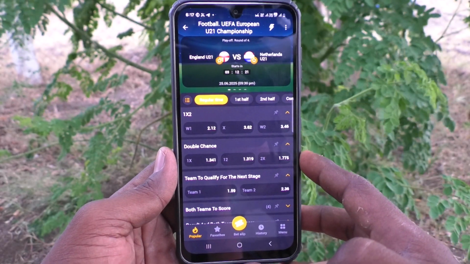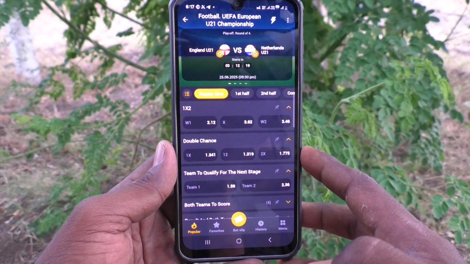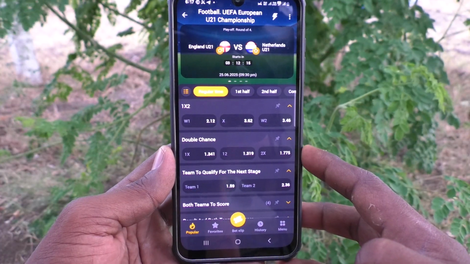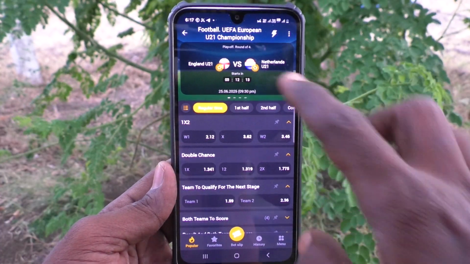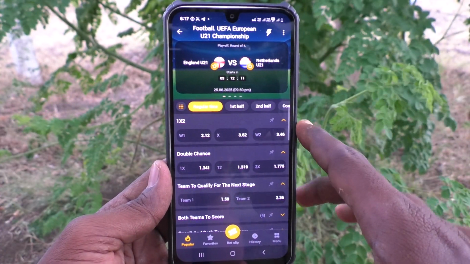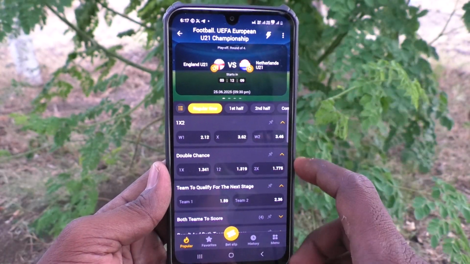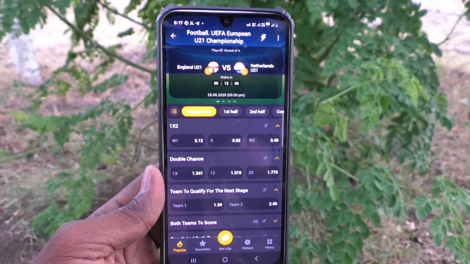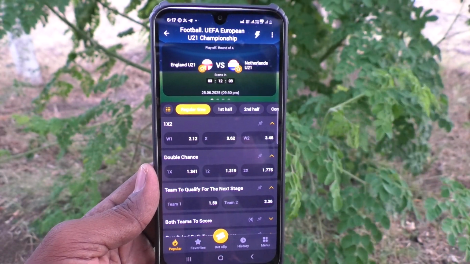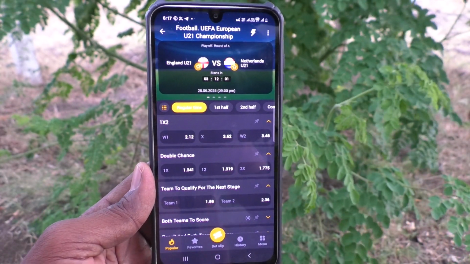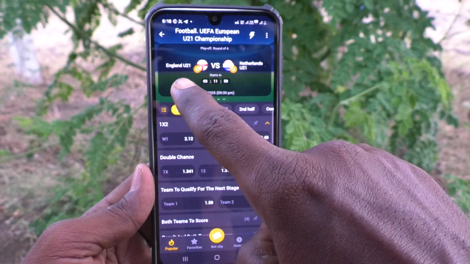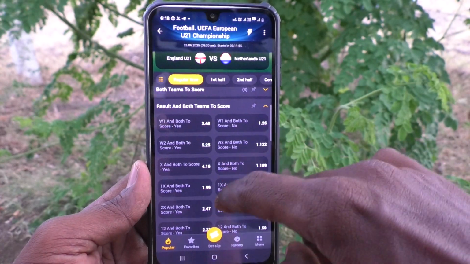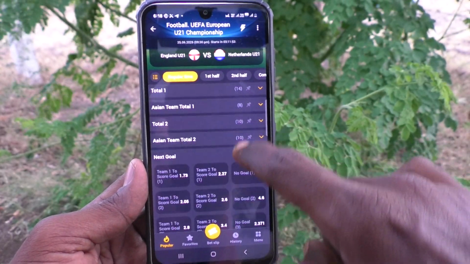In this video, you will know the meaning of what is result plus total in football betting. See, this is a football sports betting app called BetNU, and see this one match, UEFA European U21 Championship and England U21 versus Netherlands U21. There will be one option called result plus total.